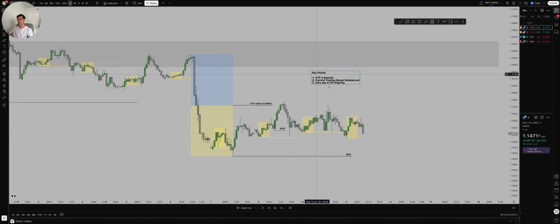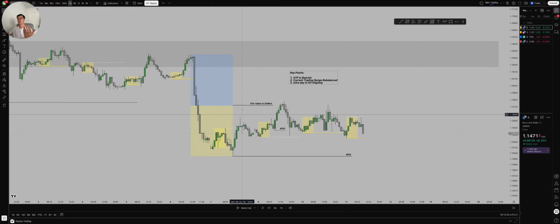Okay, so as you can see up here, we have got key points. Key point number one will be the higher time frame direction. What way is the higher time frame trading? In this scenario, it's bearish. Our current trading range is rebalanced, so you can see from high to low has been rebalanced on Tuesday. Once price taps the EQ of that range, fair value has been offered.